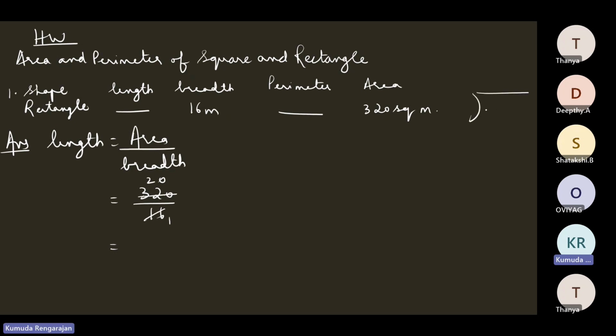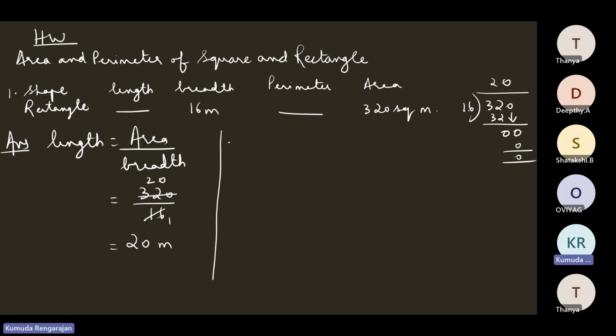If you're not comfortable with cancelling like this, you can do this division. 320: 16 twos are 32. 0 is the remainder. 0 comes down. So 16 zeros are 0. Okay, so 20. So the length of the rectangle is 20 meters.